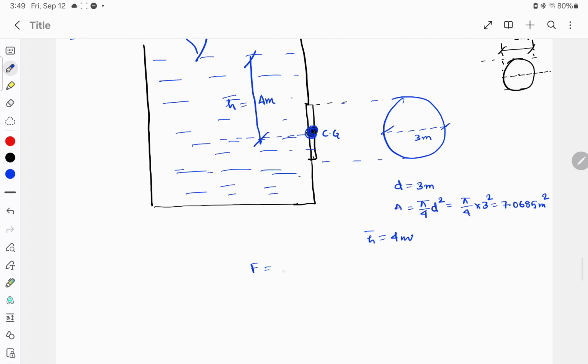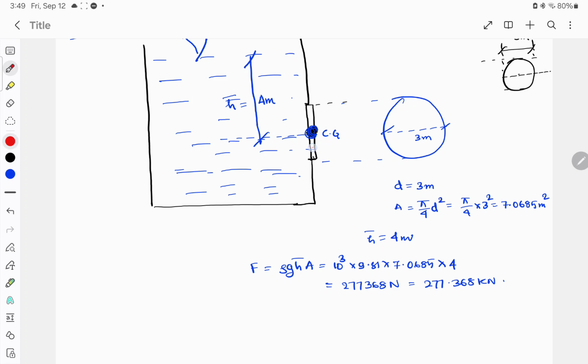So force will be what? Force will be rho g h bar into area. Rho is 10 to the power 3, 9.81. Everything is in SI units, so 7.0685 is the area and h bar is 4 meters. So this will come out to be 277,368 Newton or 277.368 kilonewton. Okay, we are done with that.